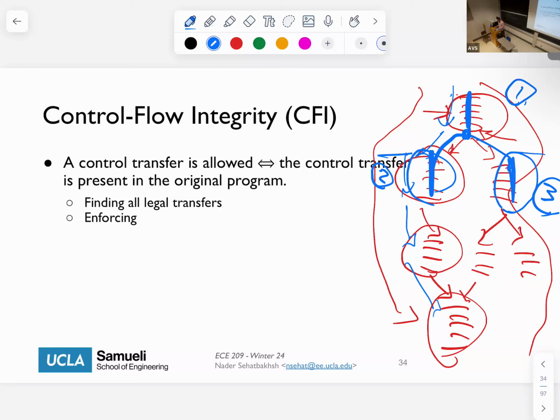So the idea here is this, that whenever I, and now consider this as a call function.